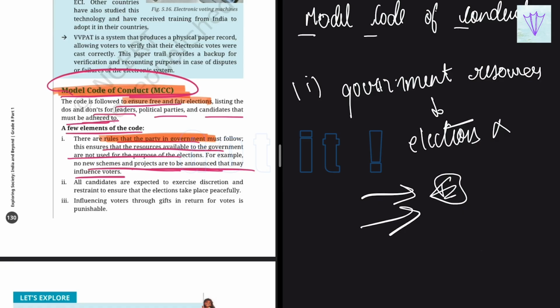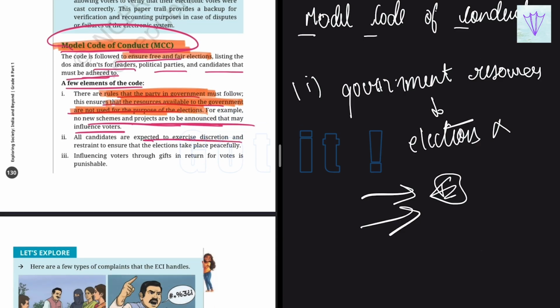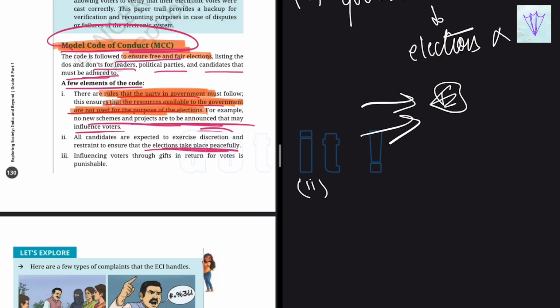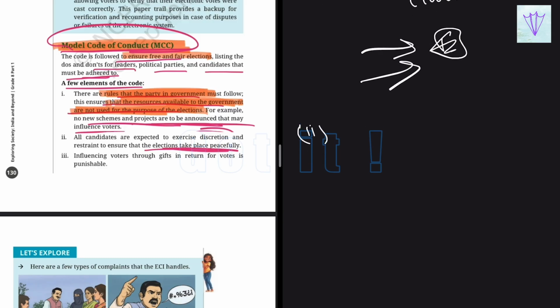So the ruling party should not use the resources available to the government for the purpose of the elections. And all the candidates are expected to exercise discretion and restraint to ensure that the elections take place peacefully. All the governments and all the candidates must make sure that the elections happen peacefully. They should not indulge in any violent actions which will take away the peace in the election. They should follow the path which is peaceful for the people as well as for the elections to be conducted smoothly.